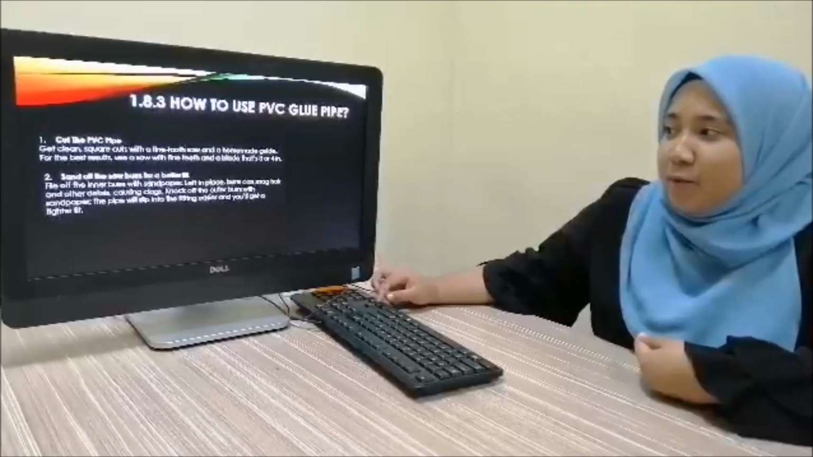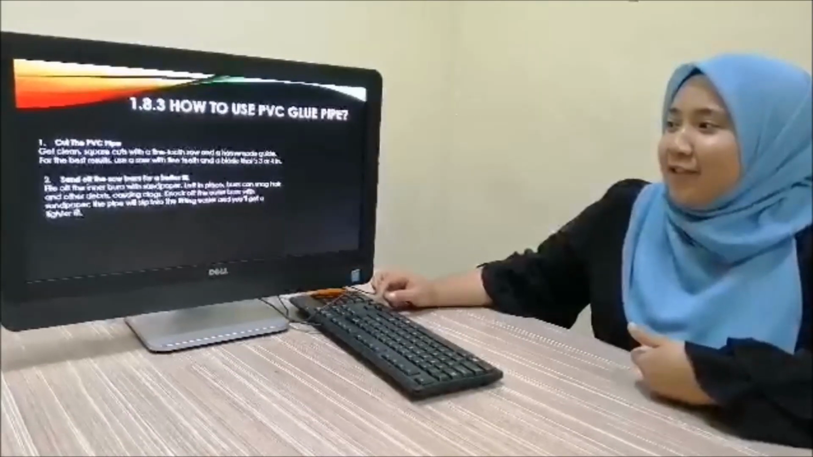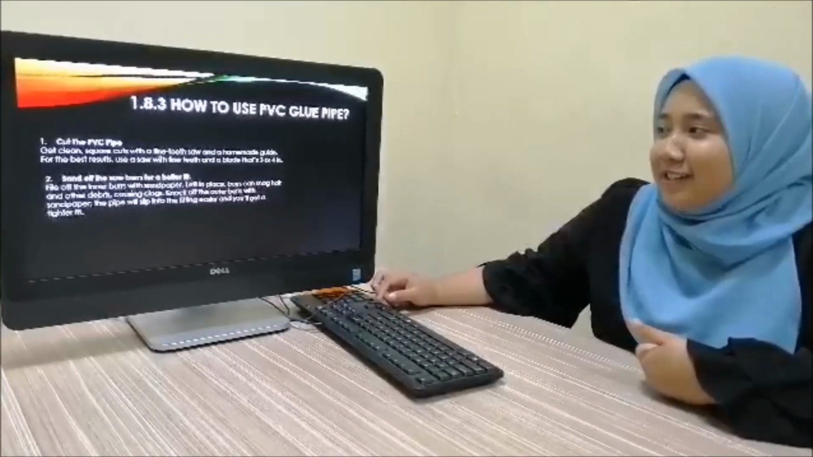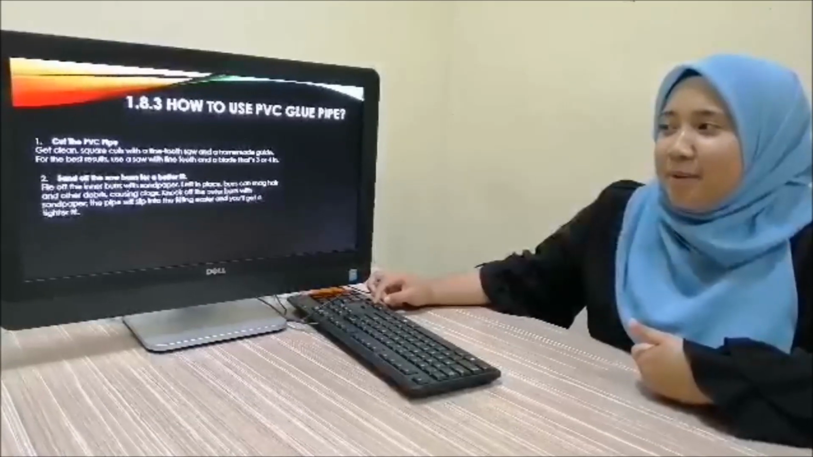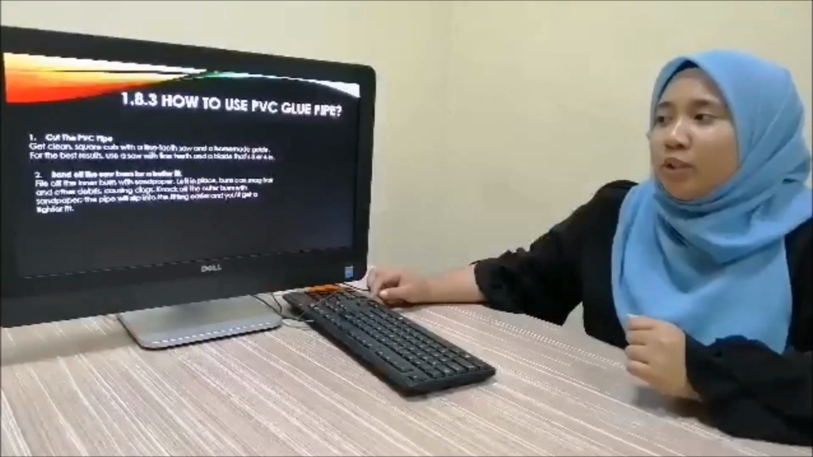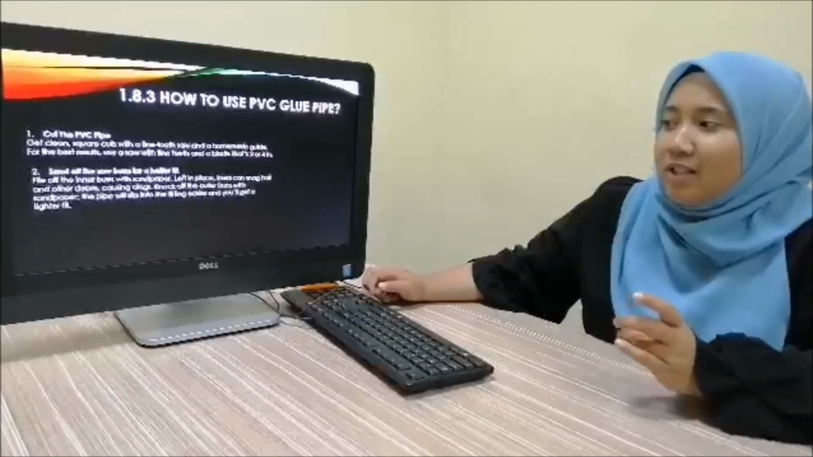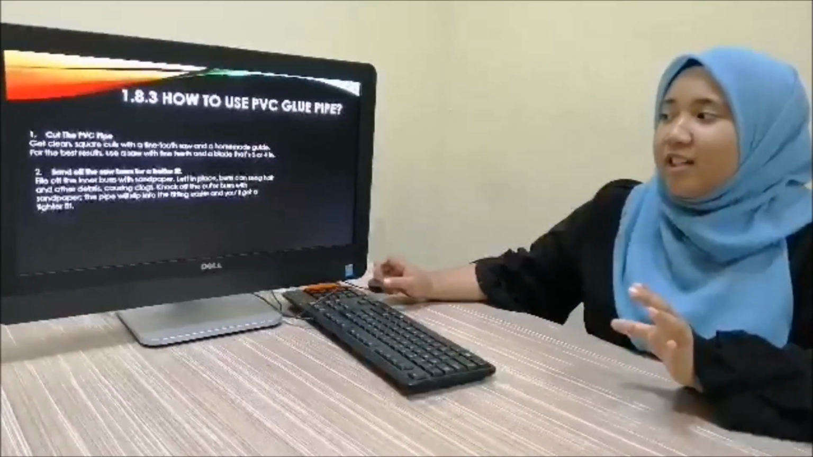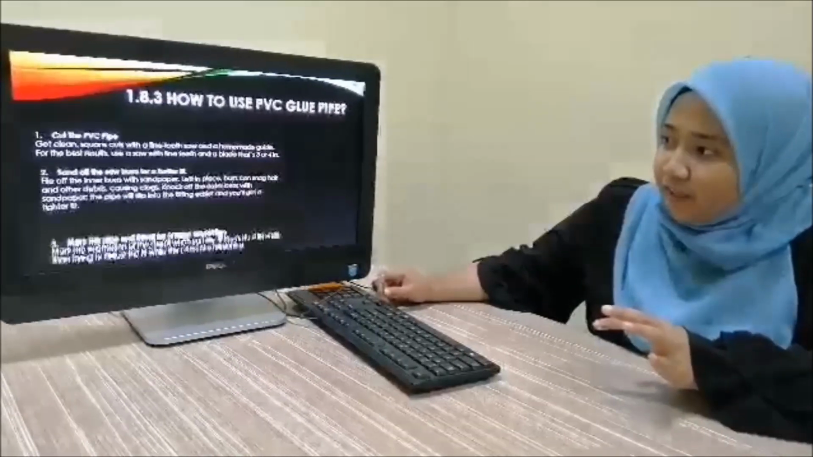File off the inner burr with sandpaper. Left in place, burrs can snag hair and other debris, causing a clog. Knock off the other burrs with sandpaper. The pipe will slip into the fitting easier and you will get a tighter fit.